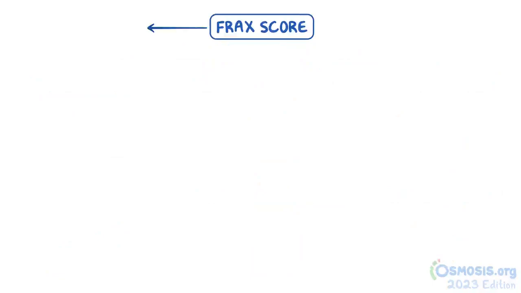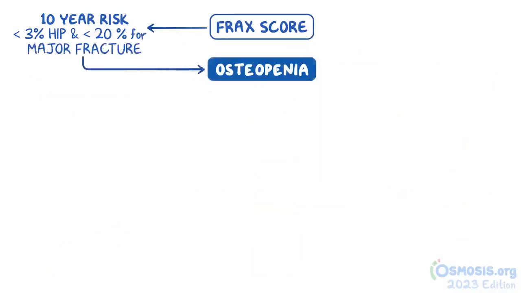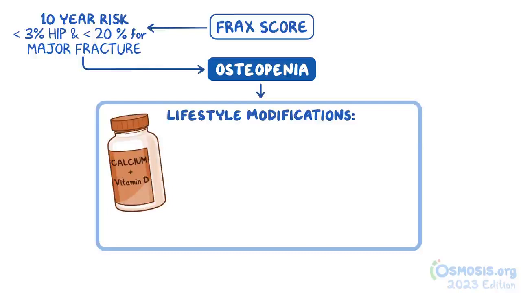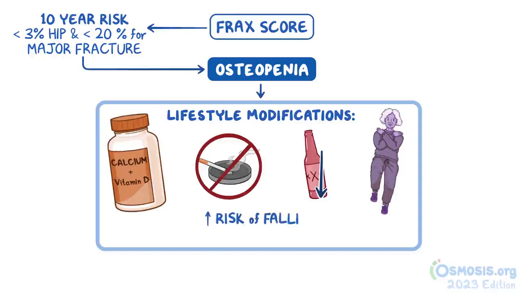If the FRAX score shows that the patient's 10-year risk is less than 3% for hip fracture and less than 20% for major fracture, then your patient has osteopenia. If this is the case, you should encourage lifestyle modifications, such as increased dietary calcium intake alongside vitamin D supplementation. Next, counsel your patient on smoking cessation, limiting alcohol intake, as well as weight-bearing, balance, and resistance exercises. If the patient is at increased risk of falling, you should refer them to a physical therapist.